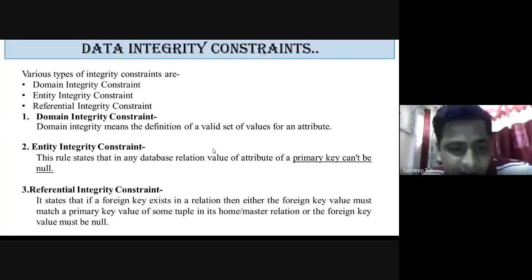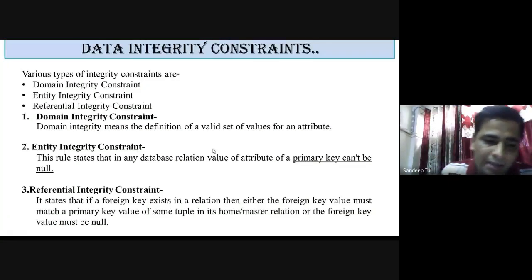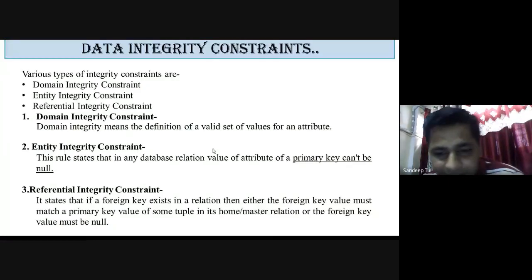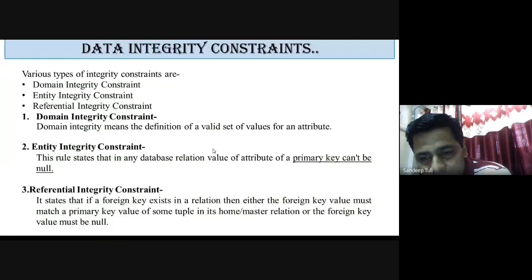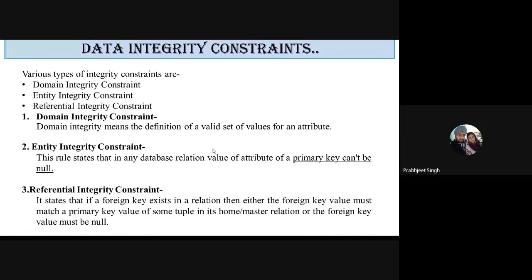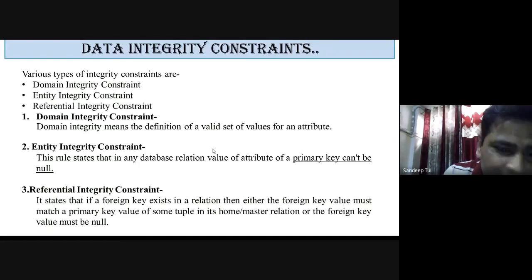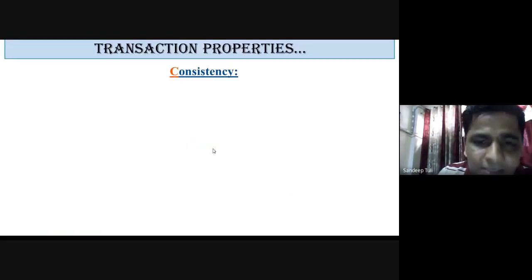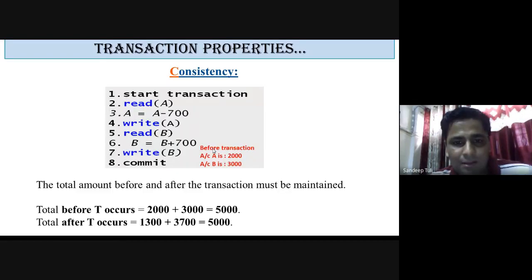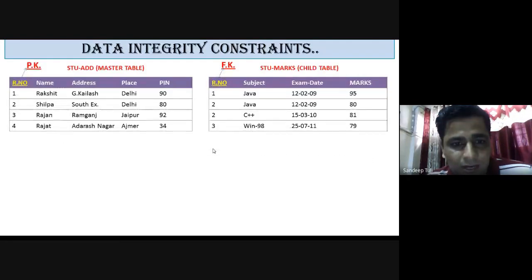Finally, the referential integrity constraint belongs to the foreign key, and it states that if a foreign key exists in a relation, then either the foreign key can be null, or it must match the primary key value of some tuples in the master relation. Is it okay? So if these three constraints are satisfied, then the database is in a consistent state. The database will be in a consistent state if all these three are satisfied in parallel.